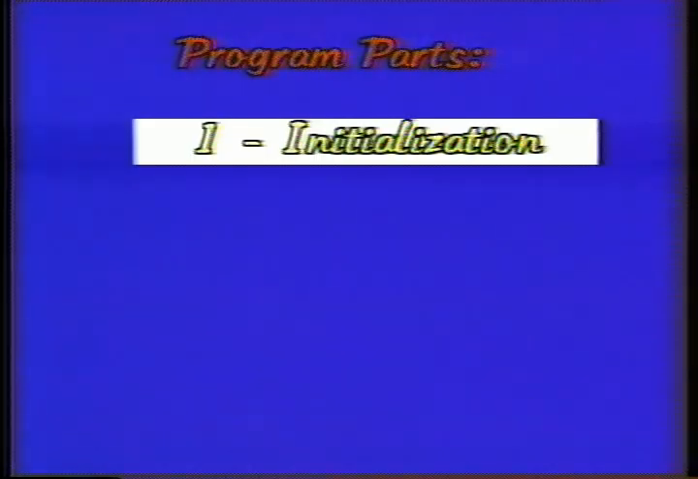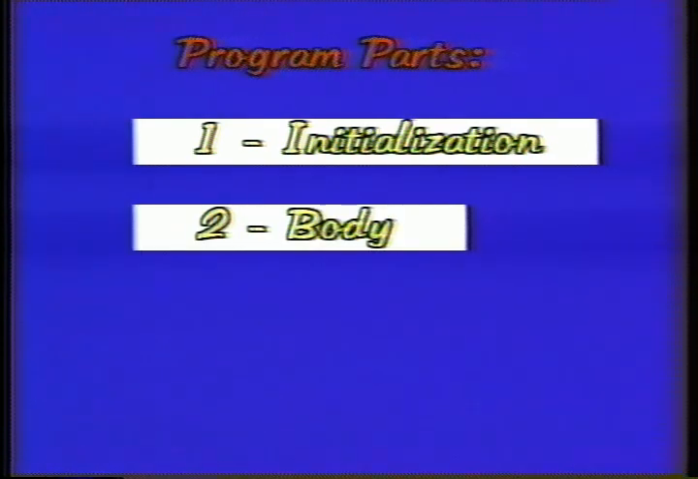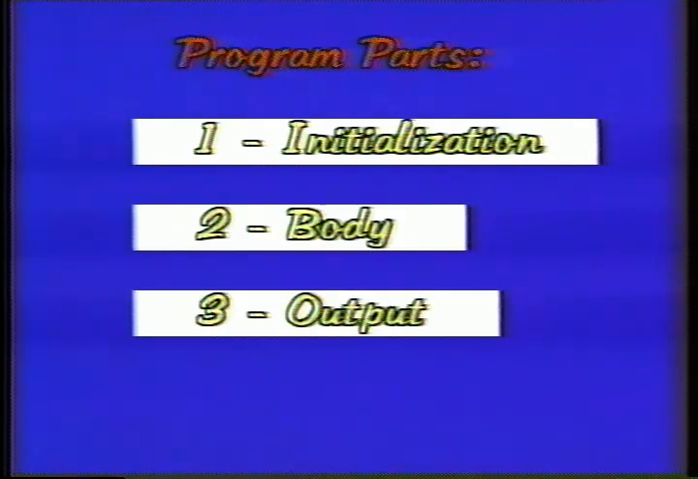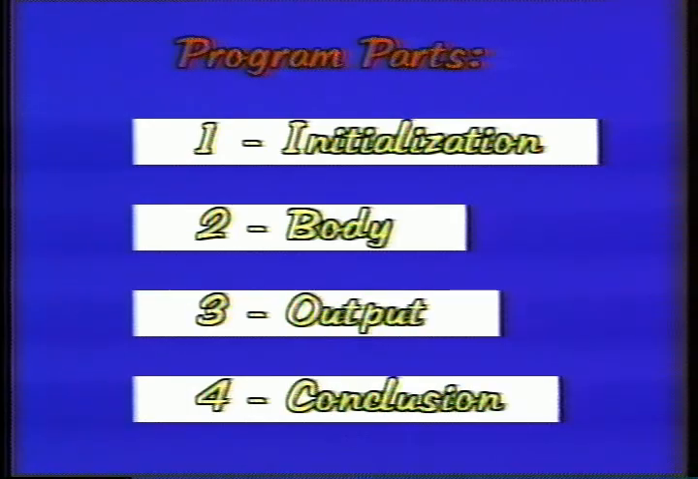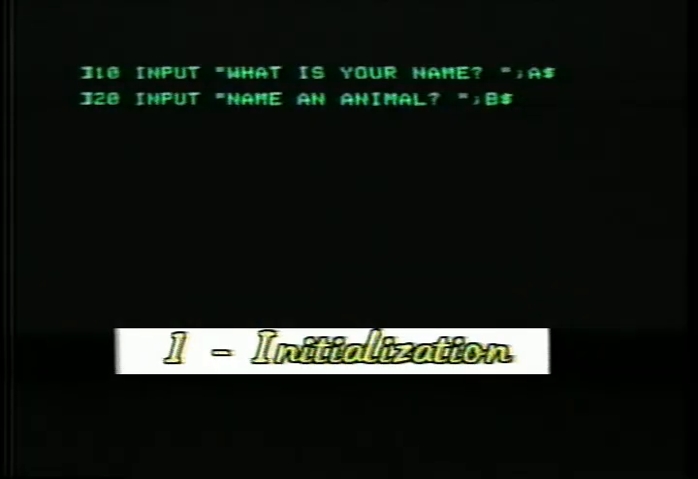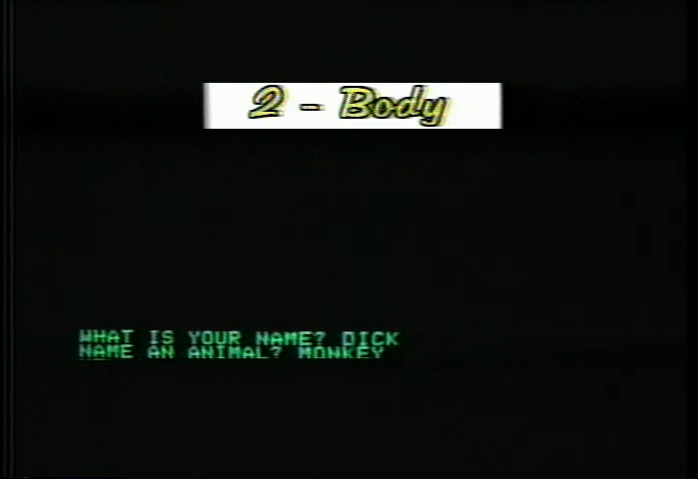Generally, a program has 4 parts. Part 1, initialization. Part 2, the body. Part 3, the output. And Part 4, the conclusion. During Part 1, the initialization, constants and variables are defined and given starting values. Part 2, the body, is where the work is done.